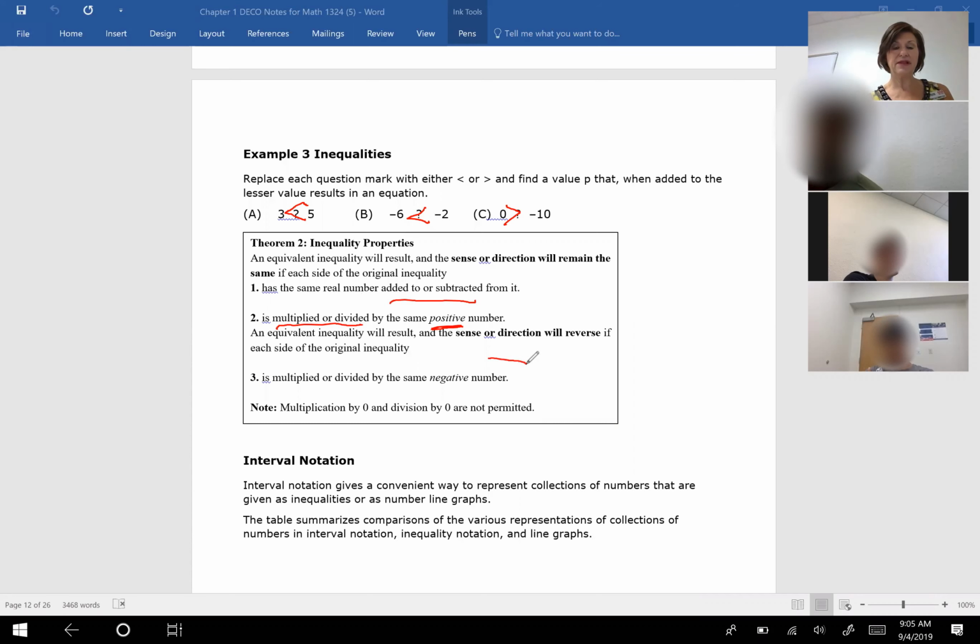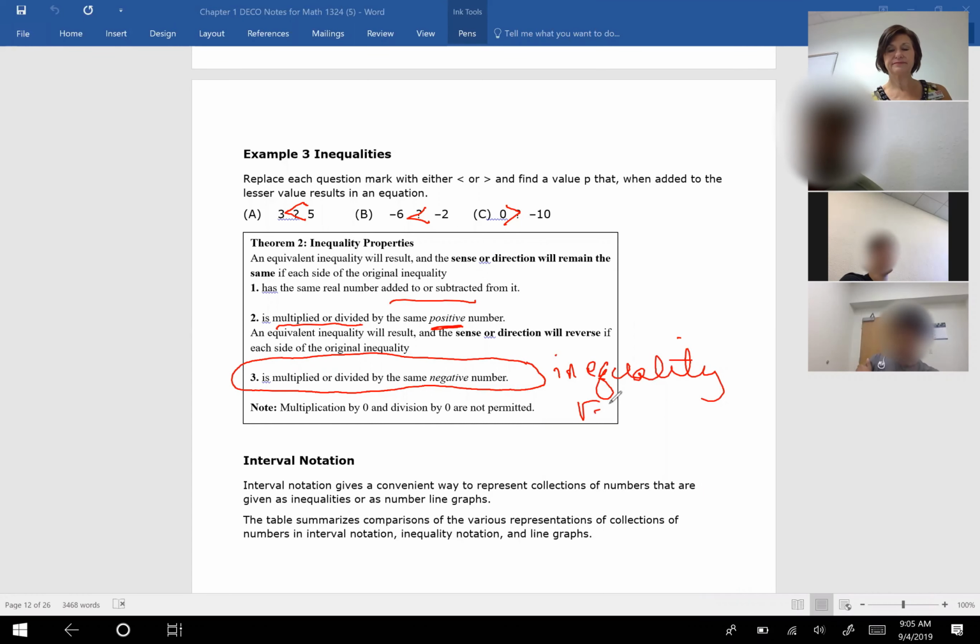If I multiply or divide by a negative number, guess what happens? The inequality reverses. Okay? Now, let me show you something really basic that hopefully will make sense as to why you're going to have to reverse it.